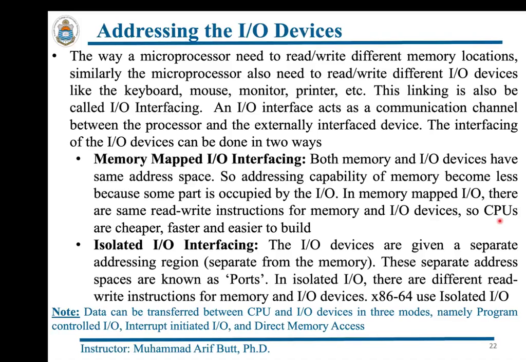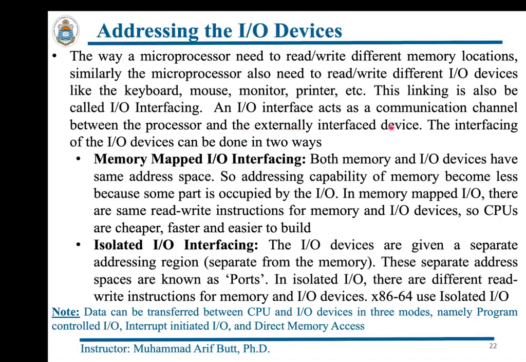Okay, so other than addressing the memory, we also need to address different I/O devices. For example, a processor may also need to read or write the keyboard, a mouse, a monitor, or a printer. And the linking of the microprocessor with these I/O devices is called I/O interfacing. An I/O interface acts as a communication channel between the processor and the externally interfaced device.